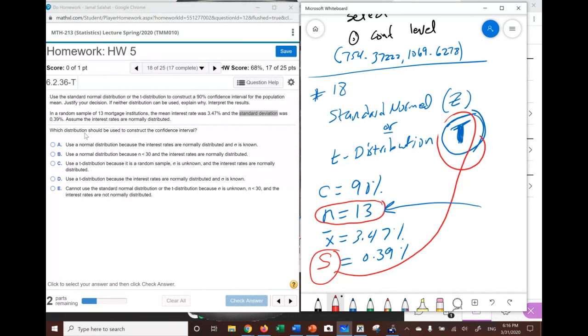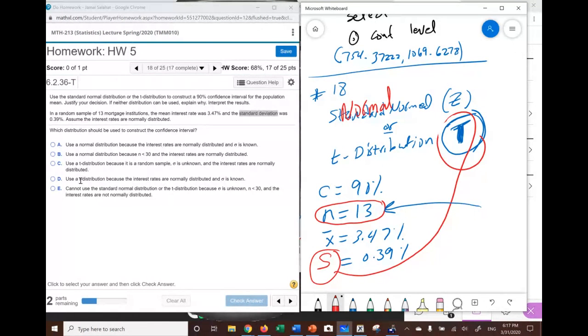It says, which of the distributions should be used to construct the confidence interval? Use a normal distribution? No, because standard normal is the same as Z. No, we're not going to use normal. B says use a normal distribution. No, again. In C, it says use a T distribution. In D, it says use a T distribution. In E, it says cannot use the standard normal or whatever. We cannot use any of them. And the answer is no, we can use the T.